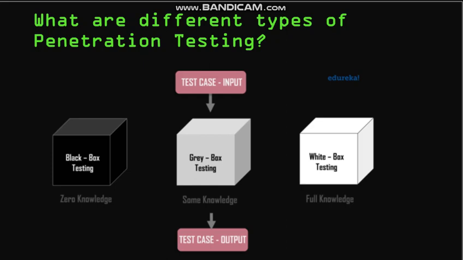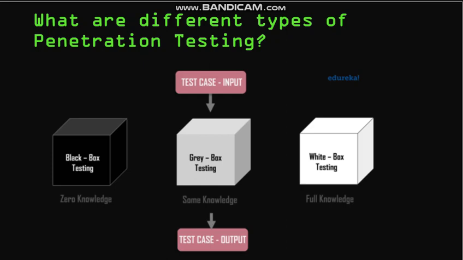White box: when the pen tester is given complete knowledge of the target, it's called a white box pen test. The attacker has complete knowledge of the IP addresses, controls in place, code samples, operating system details, etc. It requires less time when compared to black box penetration testing.